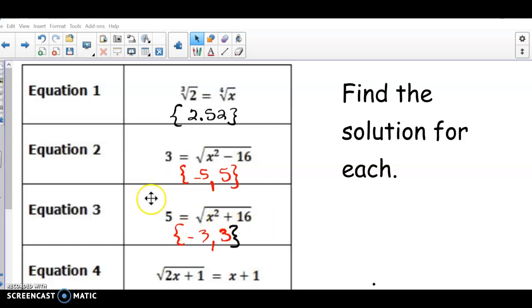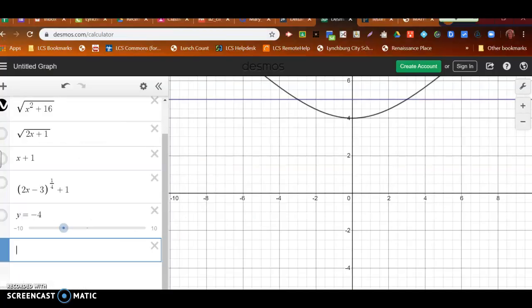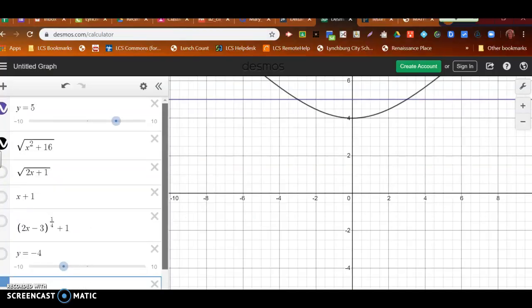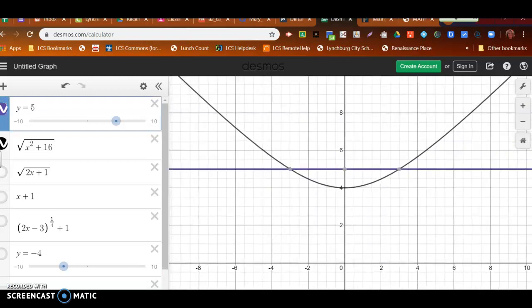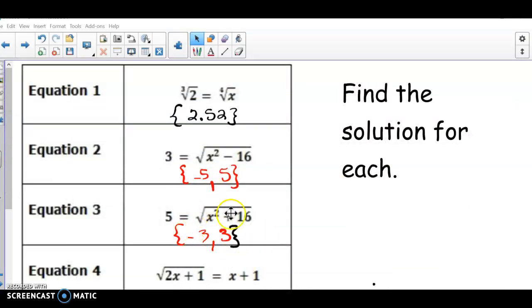Quick refresher. We take y is equal to 5 as one equation and the square root of x squared plus 16 as the other equation. So what we have is this. When we look at our graph, we look at the two places that it intersects each other, and that's at -3 and +3. So that's our solution set for this one.